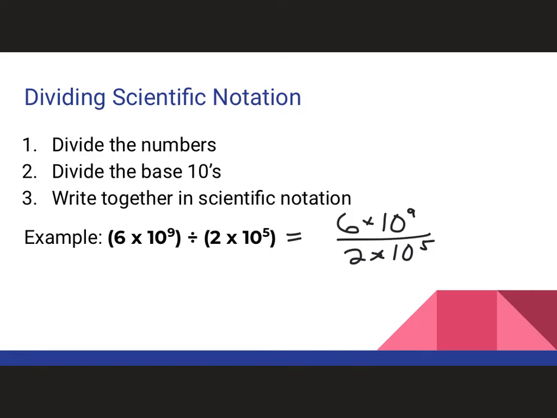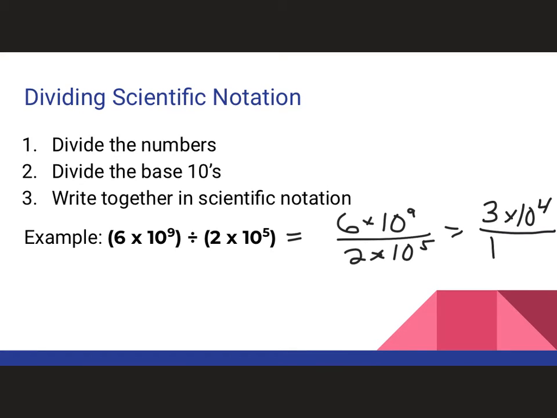First thing is to divide the numbers. So what is 3 divided by 2? Well, or not 3 divided by 2, sorry, 6 divided by 2, because these are our numbers here. 6 divided by 2 is 3, or 3 over 1. And then we would simplify the base 10. So we have 10 to the 9th on the top, we have 10 to the 5th on the bottom. They're the same base. This is called the quotient rule, so we would subtract the exponents. We would take 9 minus 5, that's 4, so we would have a 10 to the 4th up top.